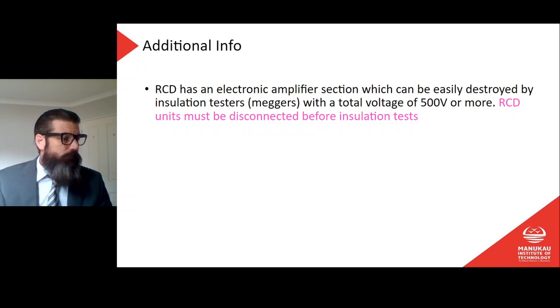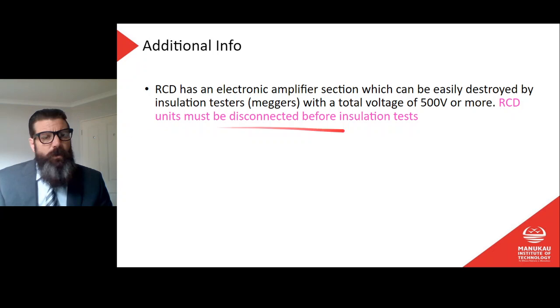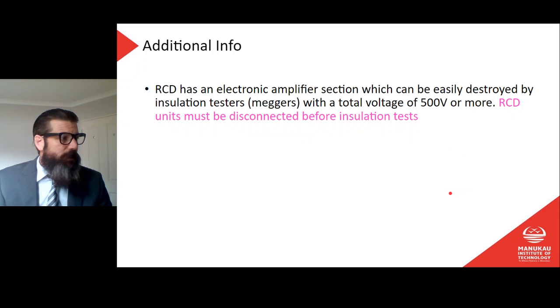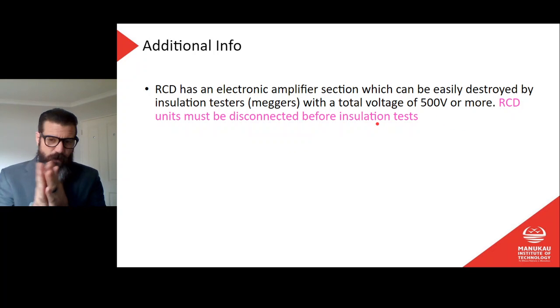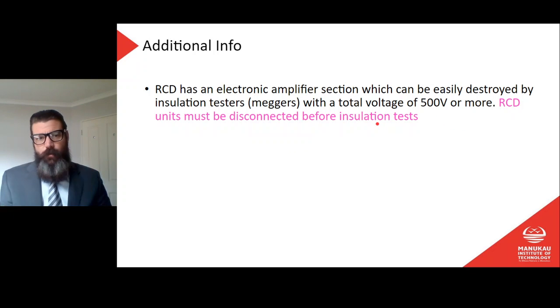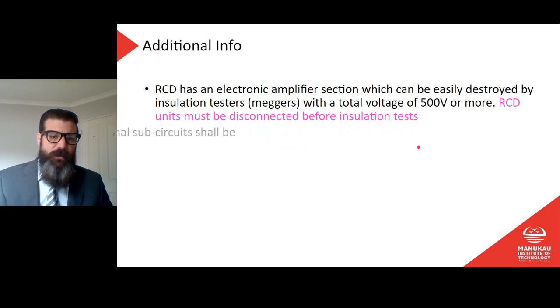Additional info. An RCD has an electronic amplifier section which can be easily destroyed by insulation testers, mega testers with a test voltage of 500 volts or more. RCD units must be disconnected before insulation tests. So if we put 500 volts across that RCD, then the little device in there that actually does the tripping might get destroyed by that 500 volts. So we disconnect our RCDs before we do our insulation test.